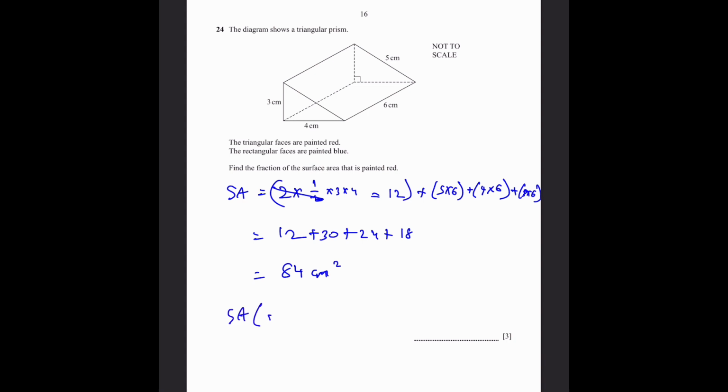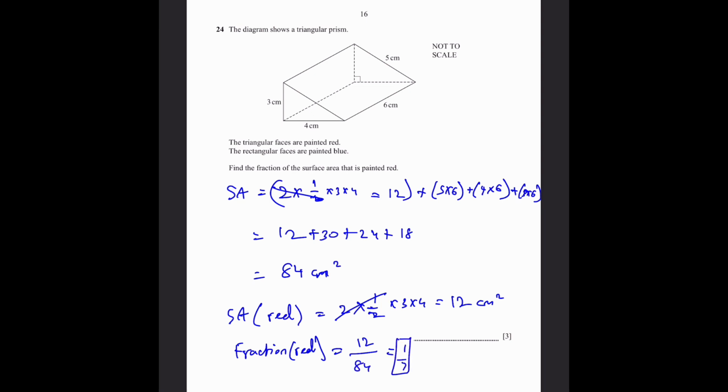Now the surface area of red is equal to just the 2 triangles, which is 2 times the triangle's area, half times 3 times 4, which is equal to 12 centimeters squared. So the fraction painted red is equal to 12/84, which is equal to 1/7. That's the answer.